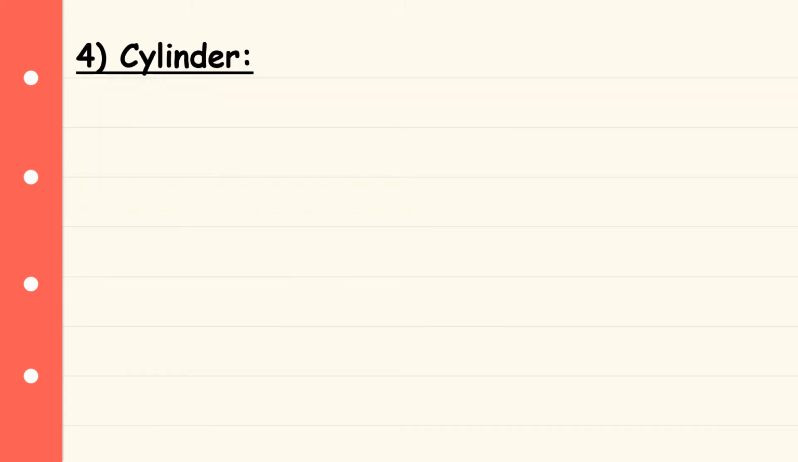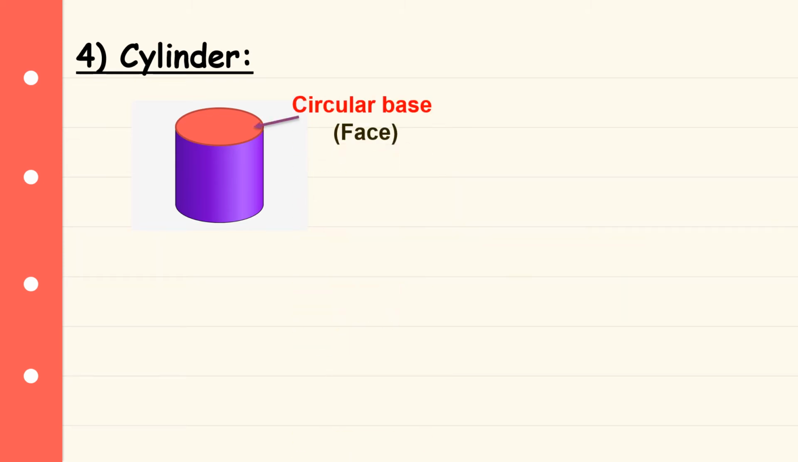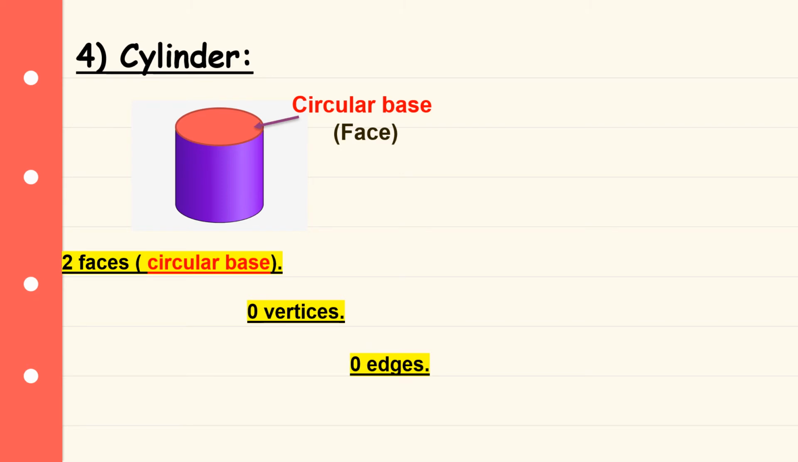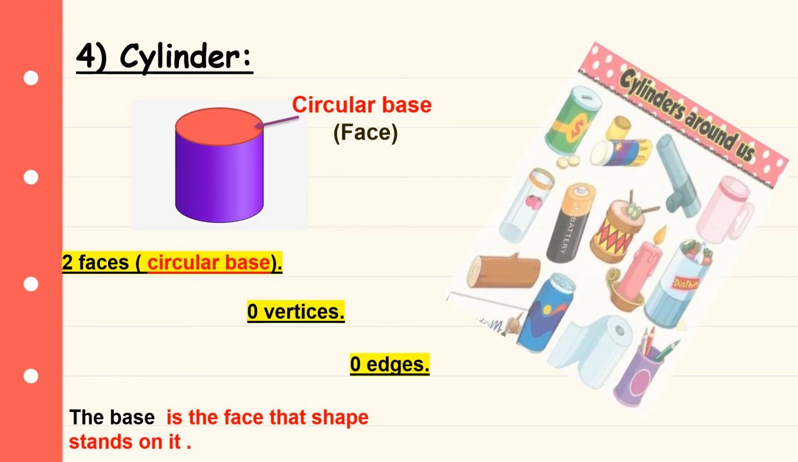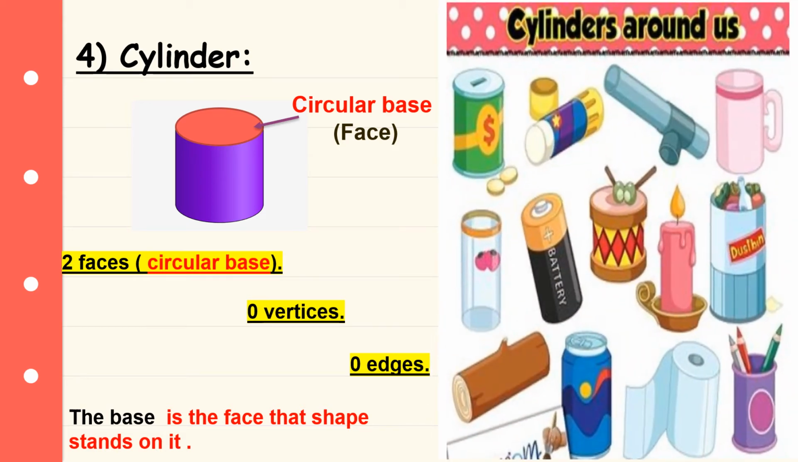The fourth shape is called cylinder. How many faces do we have in the cylinder? We have 2 faces or 2 circular bases. The face is like a base. Do we have here any vertices or any edges? No. We have 0 vertices and 0 edges. What is the base again? The base is the face that the shape stands on. We have a lot of cylinders in our real life, like the candle, cans, the battery.